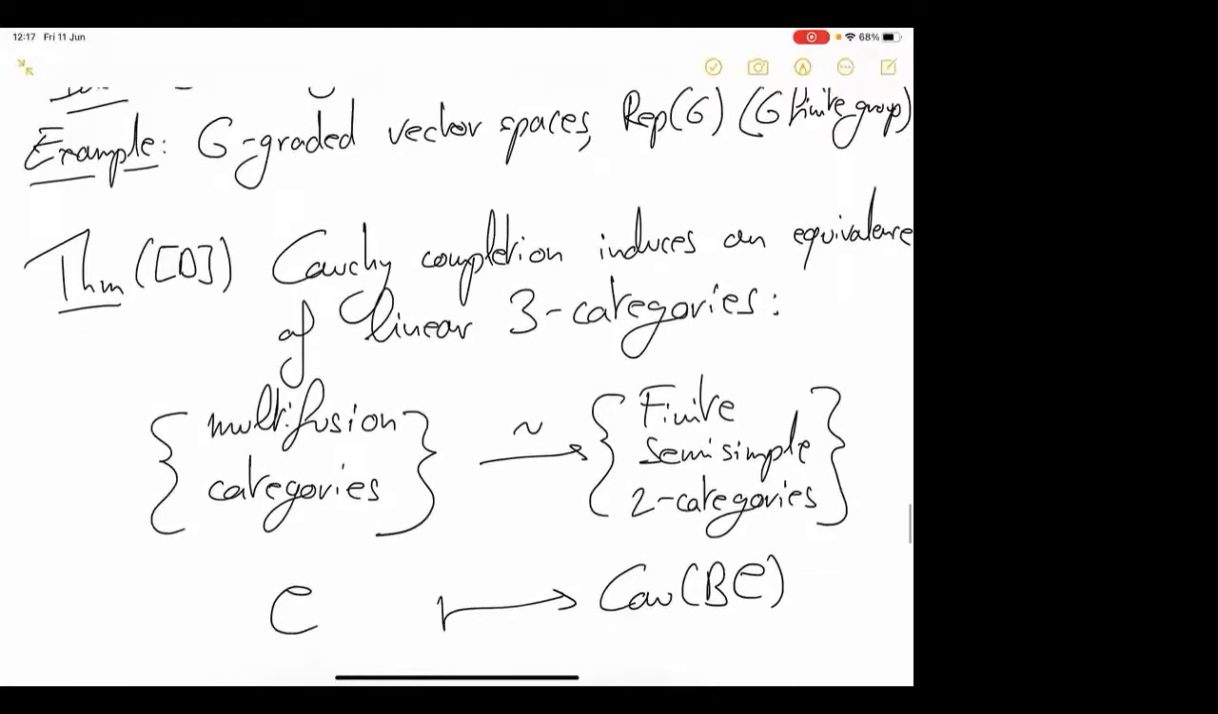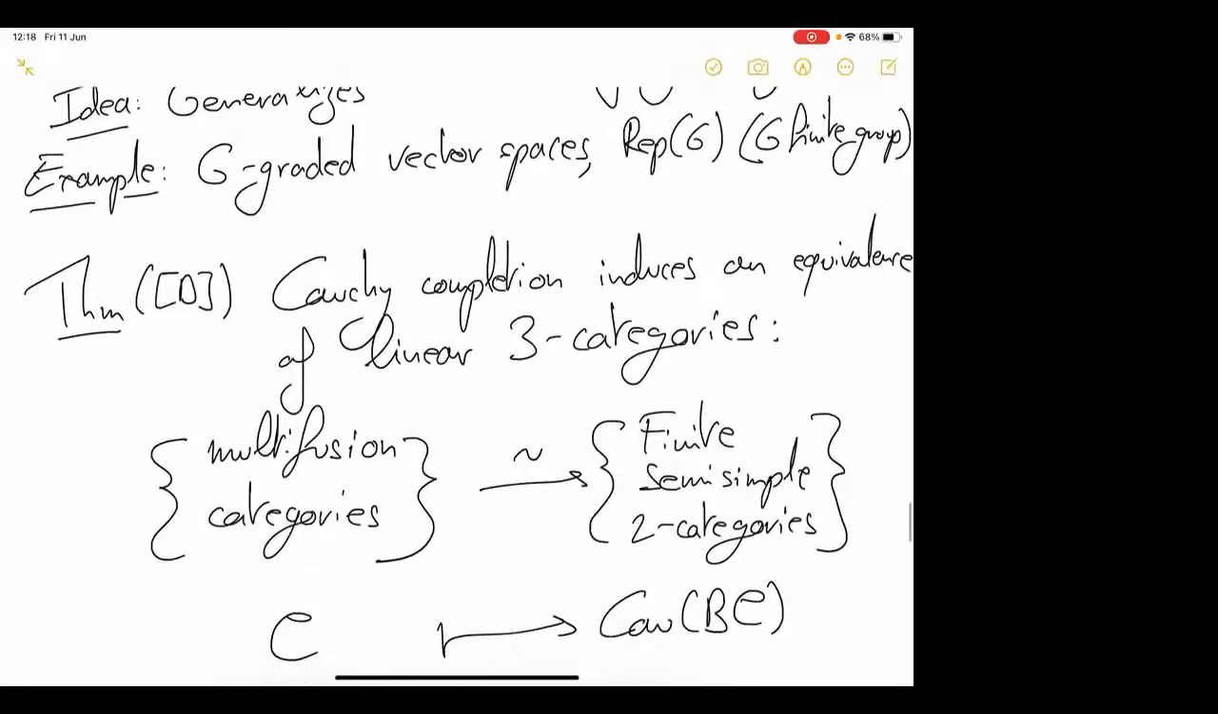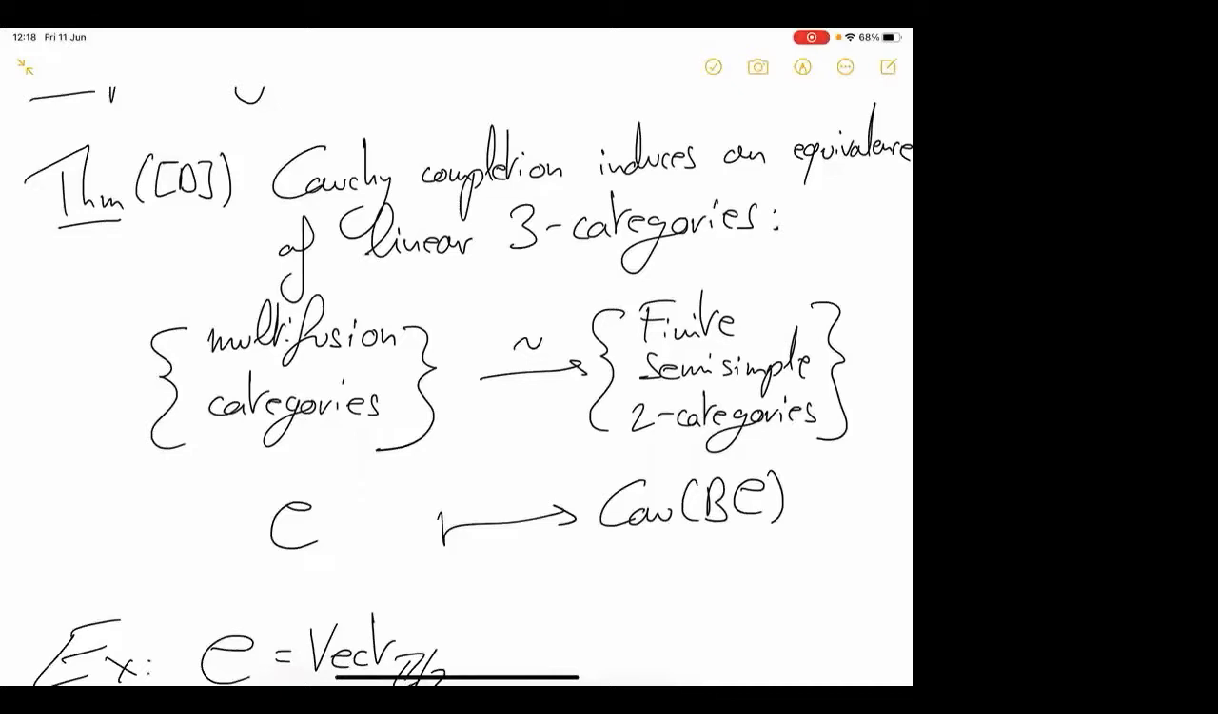Another theorem is that somehow this somewhat mysterious Cauchy completion operation of two categories actually induces an equivalence of linear three categories between a three category whose objects are multifusion categories and some three categories whose objects are finite semisimple two categories. Well, now you should probably object and say that I haven't told you what the right-hand side actually means, but I've told you that the Cauchy completion actually makes sense. So it's going to be my definition.